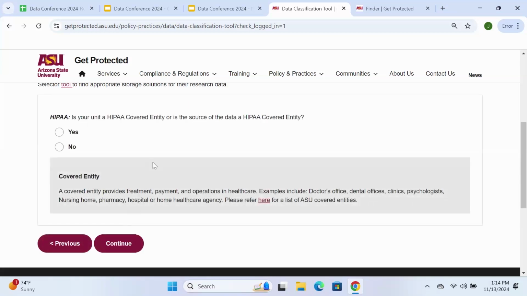Is your unit a HIPAA covered entity? We are a hybrid institution, so we have multiple HIPAA covered entities and then other organizational units that are not covered entities. If you're not sure, click this link down here. It'll give you a list of which units are CEs and which are not. I'm in enterprise technology, which is a HIPAA covered entity, so I'm going to click yes.